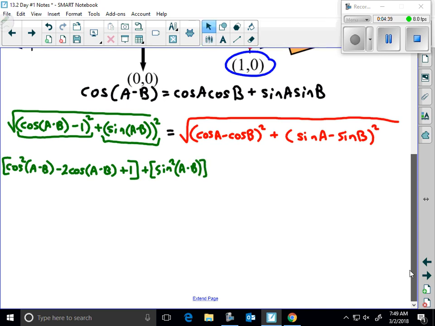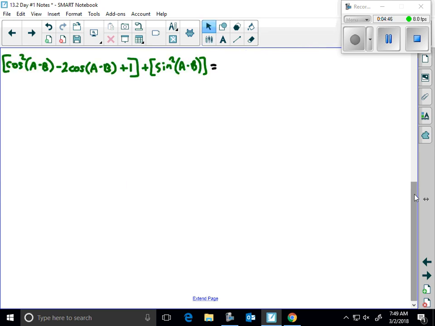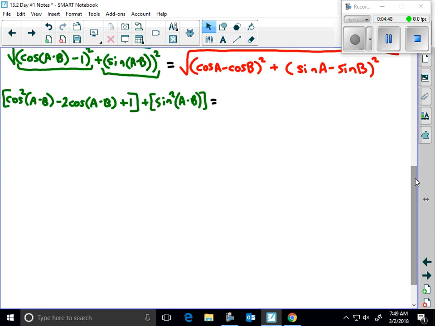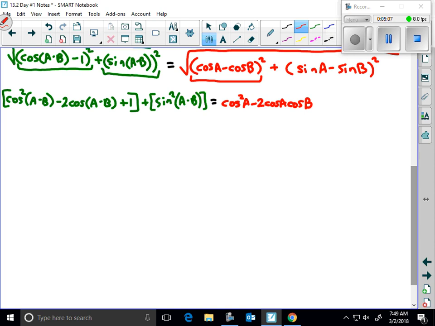On the right side, I might run out of some space here, but that's okay. If I FOIL this, I'm going to get cosine squared A minus 2 cosine A cosine B plus cosine squared B.